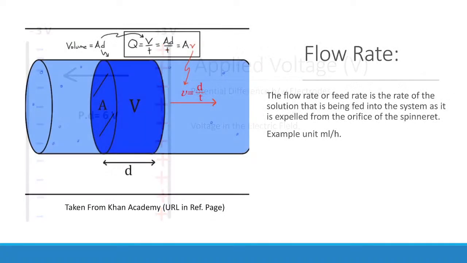Moving on. Another important parameter that you should know about electrospinning, of course, is the flow rate. It's very imperative that the flow rate is being fed at the appropriate amount. Otherwise, it would not form proper jets or it would spill. So it's an important parameter. It's basically the amount of solution you are feeding into your system.